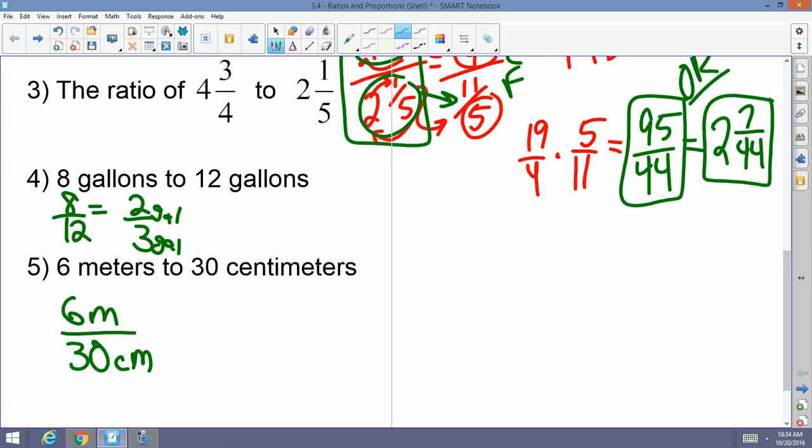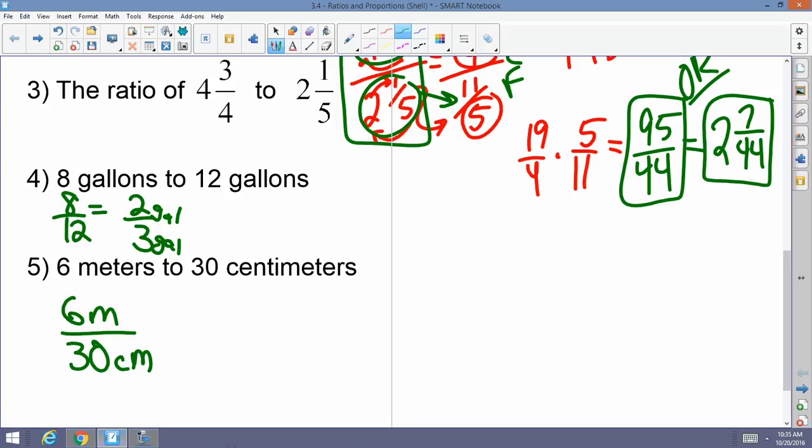Yes, sir, my brother. How do we go from meters to centimeters? Okay, we're going to ask again. How do we do it? Okay, you guys are giving me a lot of good stuff, and I'm proud of you, but none of it is right.